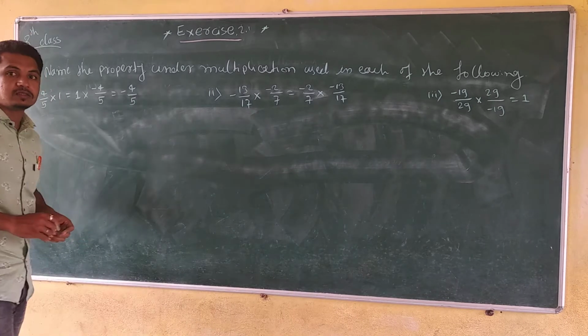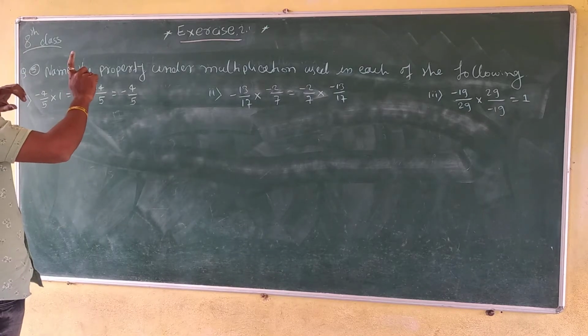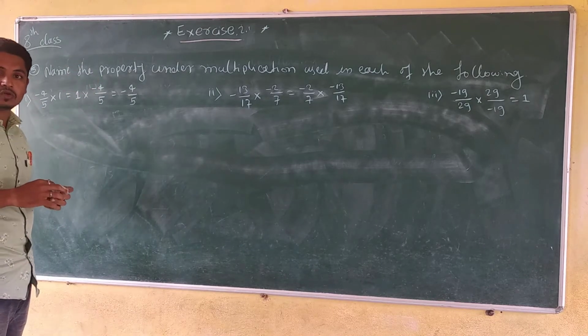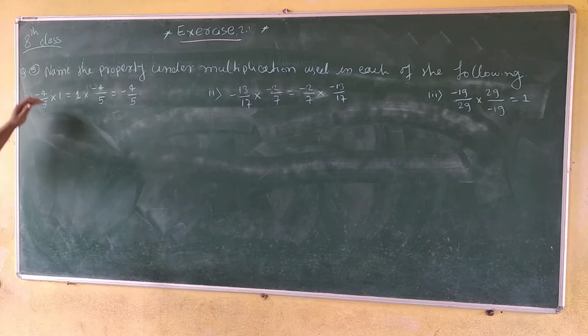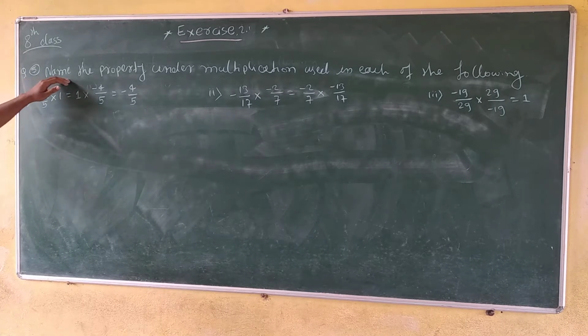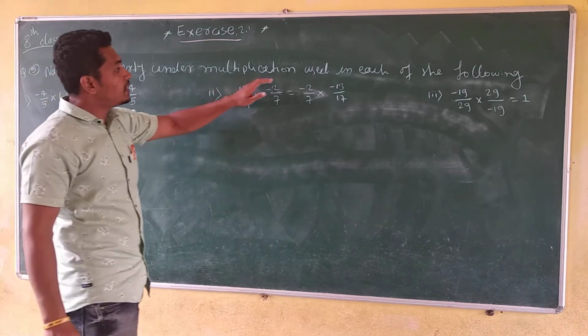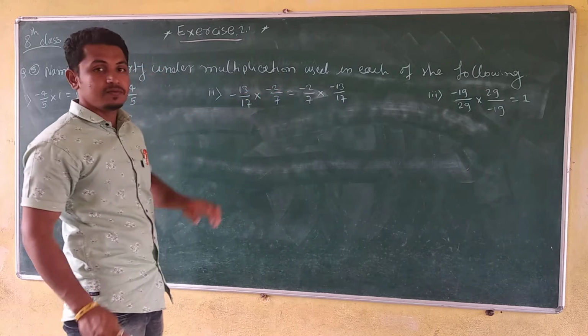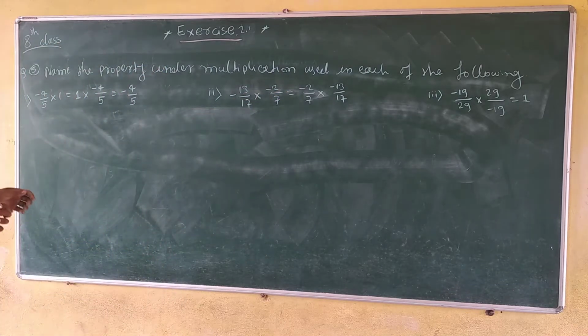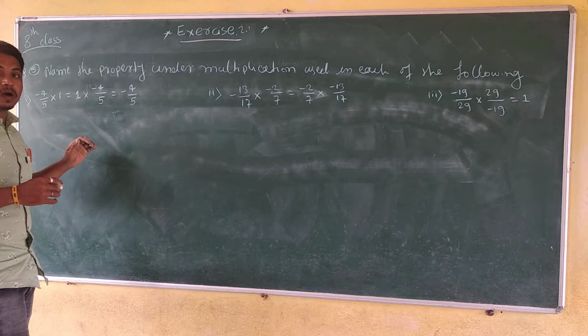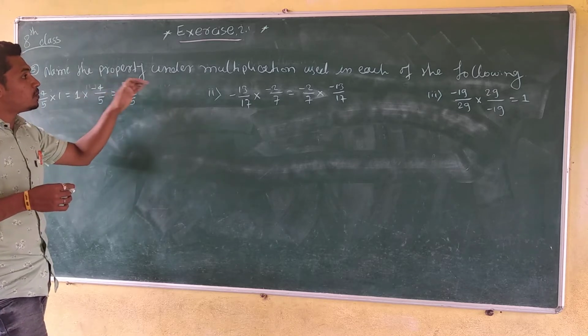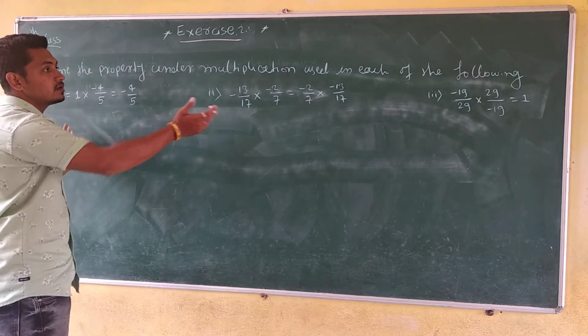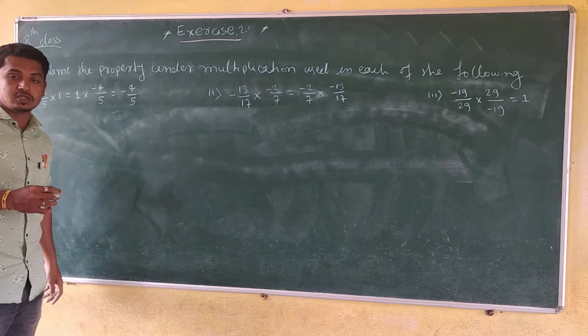In the last class you already solved exercise 2.1, questions 1 to 4. Now this is question number 5: Name the property under multiplication used in each of the following. It means we have to identify which property is used in these situations in the multiplication operation.